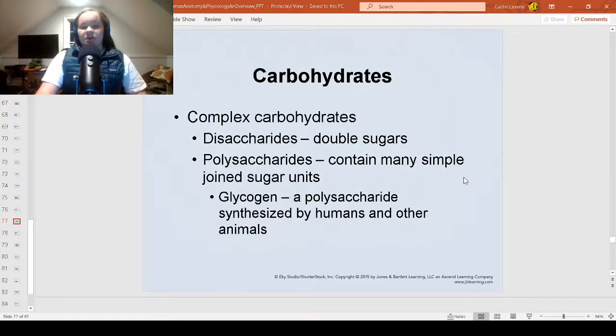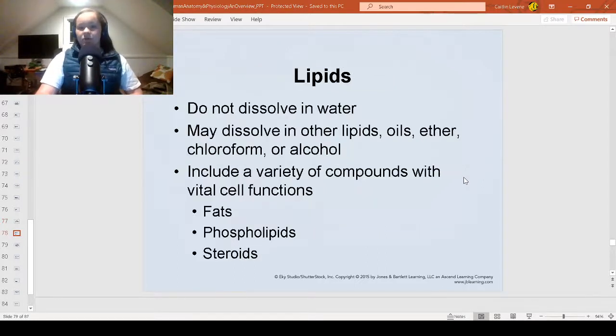Complex carbohydrates are disaccharides, double sugars. Polysaccharides may contain many simple sugar units joined together, and glycogen is a polysaccharide synthesized by humans and other animals.